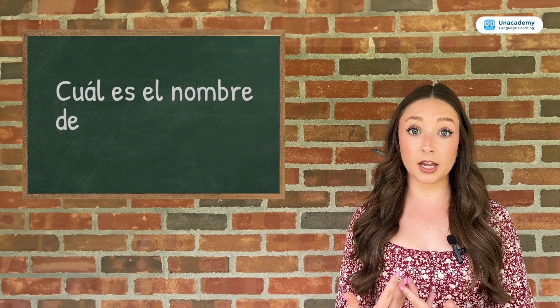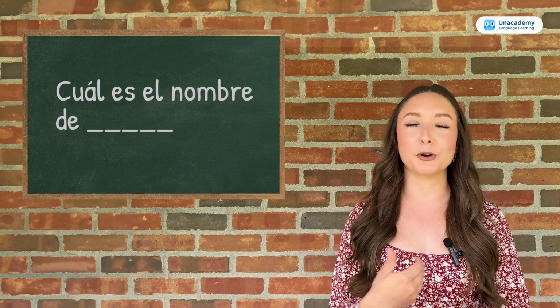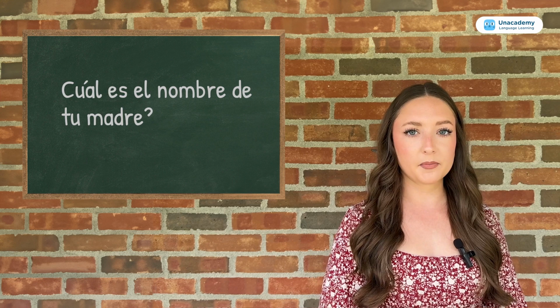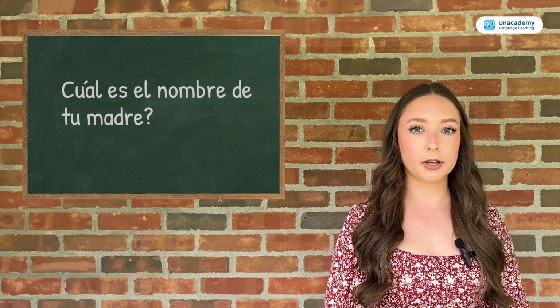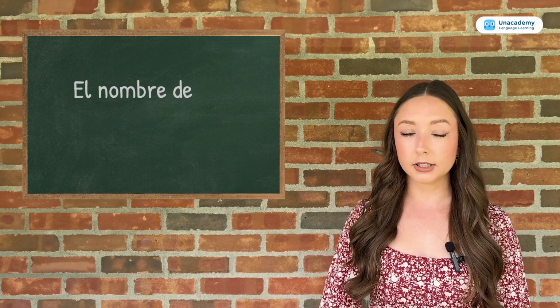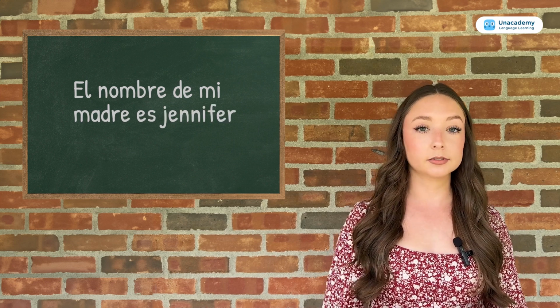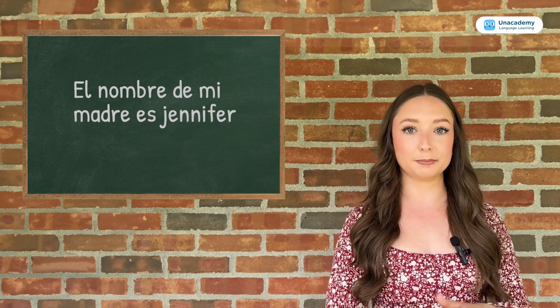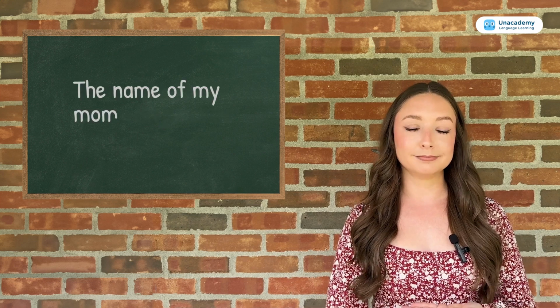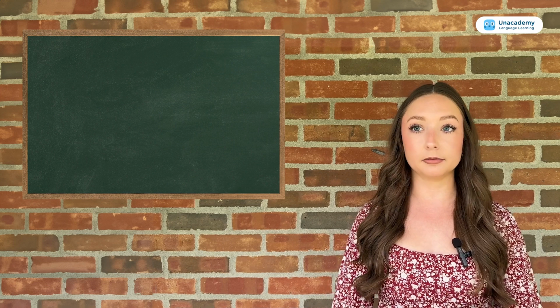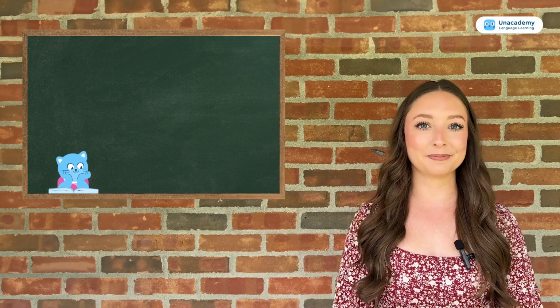So what is your mom's name? ¿Cuál es el nombre de, and the person you're trying to get their name from. So, for example, if somebody asks me, oh, Madison, ¿cuál es el nombre de tu madre? I would respond with, el nombre de mi madre es Jennifer. The name of my mom is Jennifer. But it always has to follow that structure. El nombre de, the name of, my mom is blank.